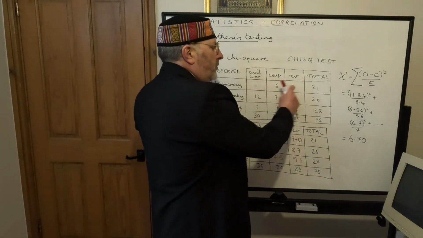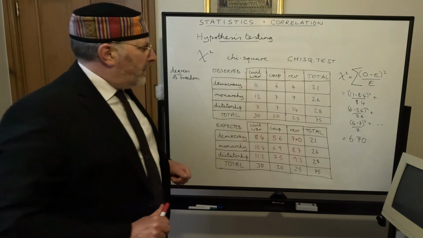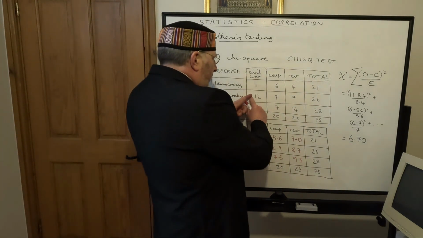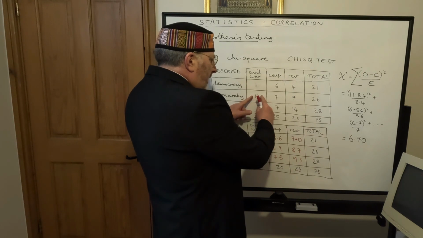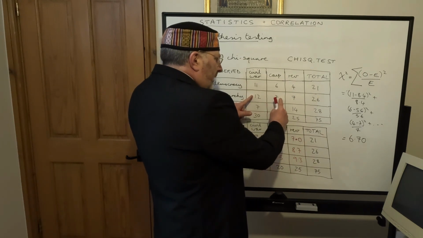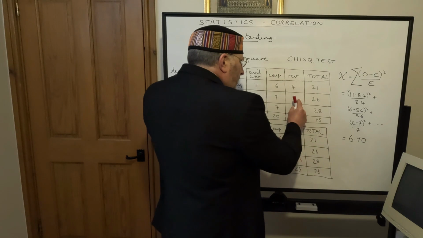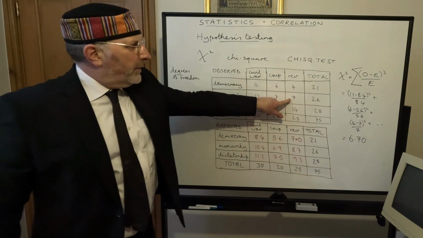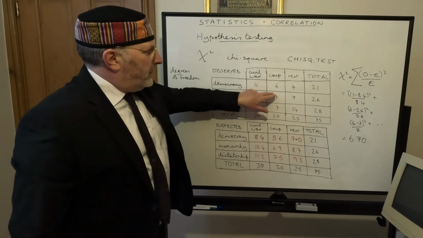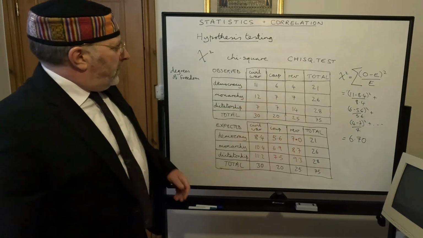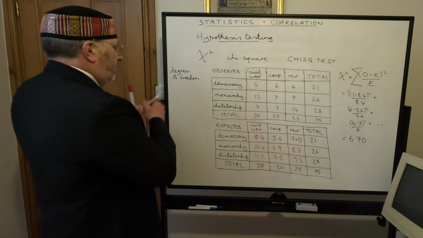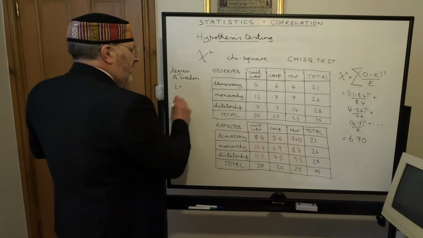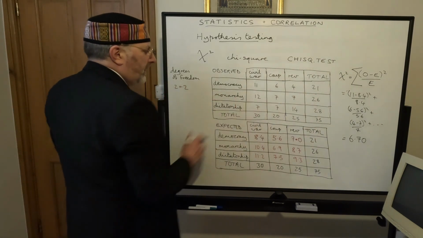So we've got 2 degrees of freedom there. And then when we come down to the monarchy, again, we can choose anything we like there, we can choose anything we like there, but we have to choose this one to make it come to 26. So we've again got 2 degrees of freedom. So we've got 2 degrees from democracy, we've got 2 degrees from the monarchy line.